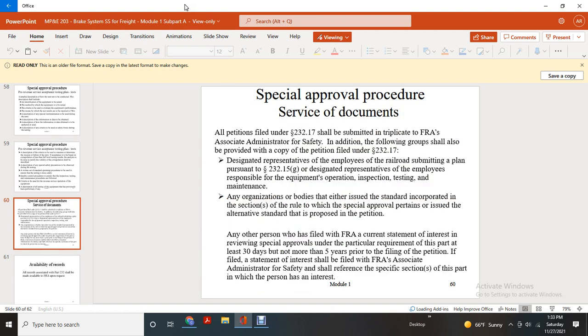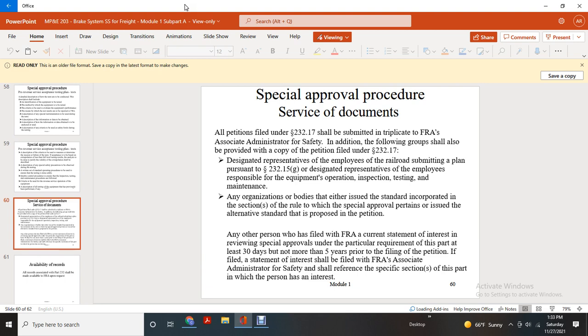Special approval of the procedure for the petition. The document, opposition file with 232.17, shall be submitted in triplicate to the FRA Associate Administrator for Safety. The filing group shall also provide a copy of the petition filed with 232.17 to the designated representative of the employees of the railroad submitting the plan pursuant to 232.15(g), the representative of the employees responsible for the equipment operation, inspection, testing, and maintenance, and organization, by the issue with the standard incorporated with the section of the rule with the special approval that pertains or issue with the alternative standard with the proposed petition.